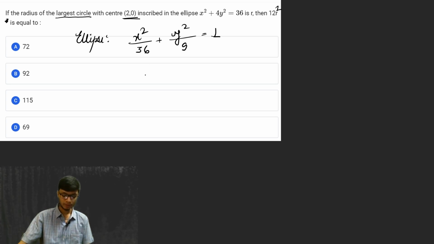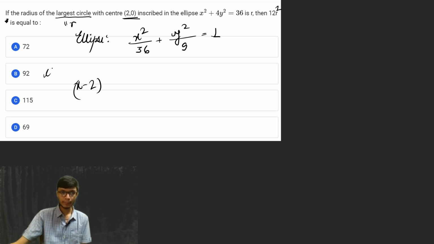All right. So as you can see from here, this particular ellipse will be represented as x square by 36 plus y square by 9. I hope you are getting this. And I have to find the largest circle. So let the radius of the circle be r, the largest one, and that will be of the format.